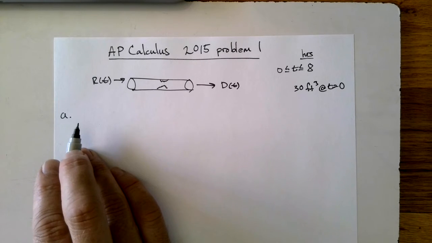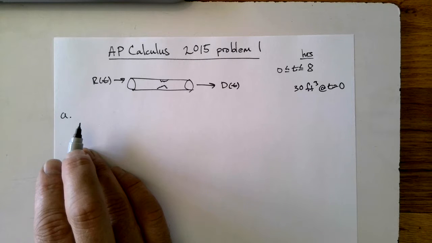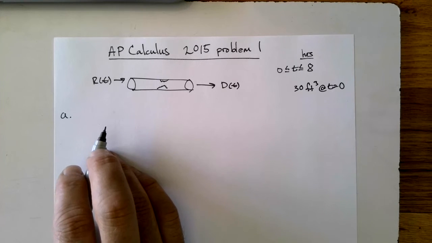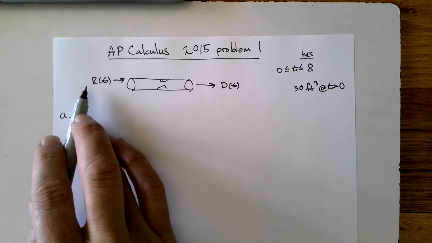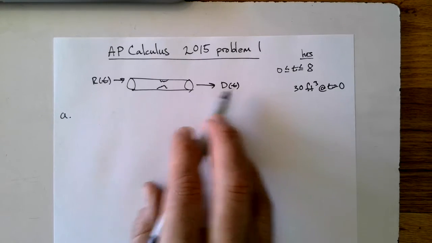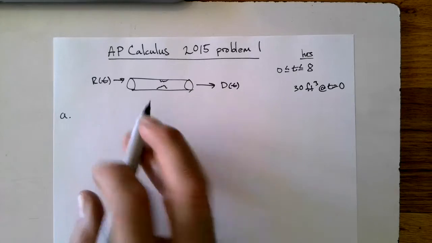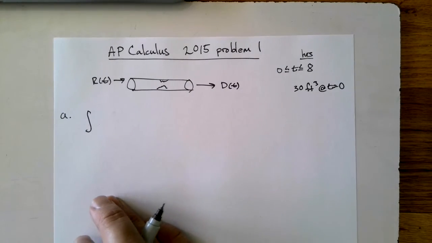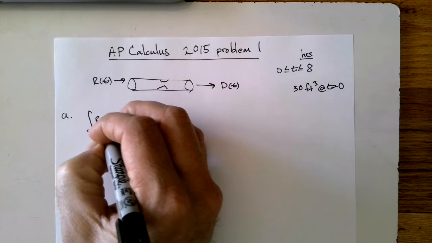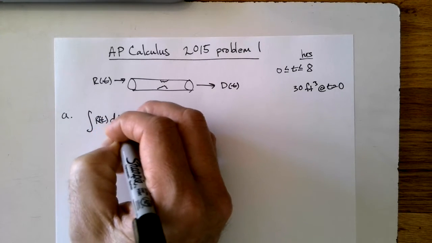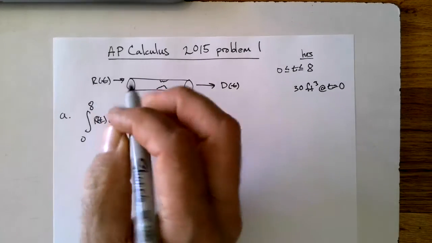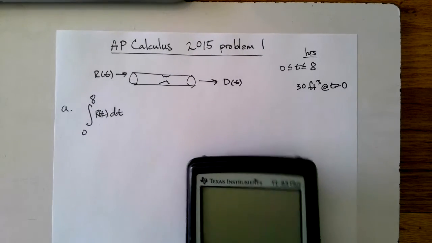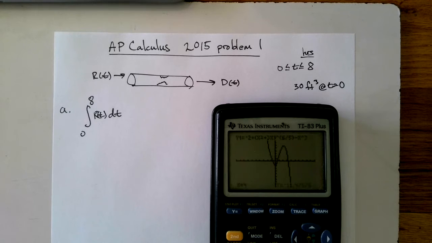Question A says how many cubic feet of rainwater flow into the pipe during the 8-hour time interval? So how many cubic feet flow in? We're just looking for the amount in. We're not looking for any amount out. So you'll gather that accumulation through an integral. So the integral of R of t dt, 0 to 8. Just writing that down will get you a point. This is a calculator problem. Can't do it without the calculator, really.